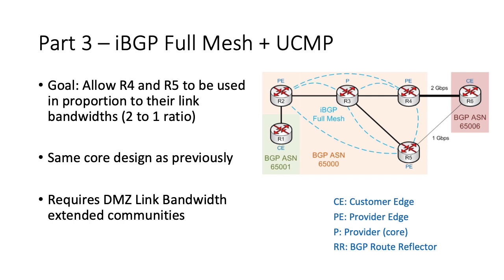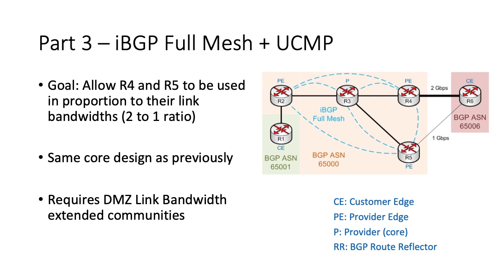Much like the previous video, suppose AS65000 is using a full mesh of iBGP between all routers and wants to use both R4 and R5 for egress routing towards R6. However, one link is twice as fast as the other, and ideally, AS65000 can use these links in proportion to their link bandwidths, resulting in a 2-to-1 ratio.